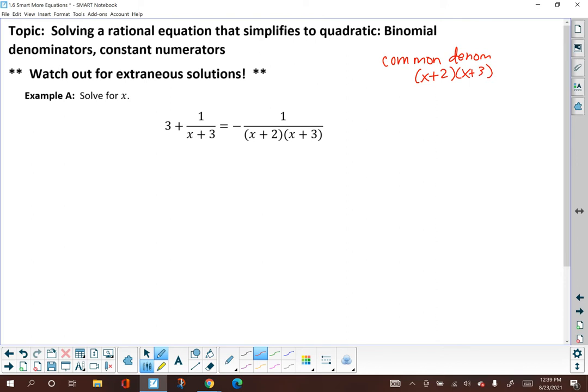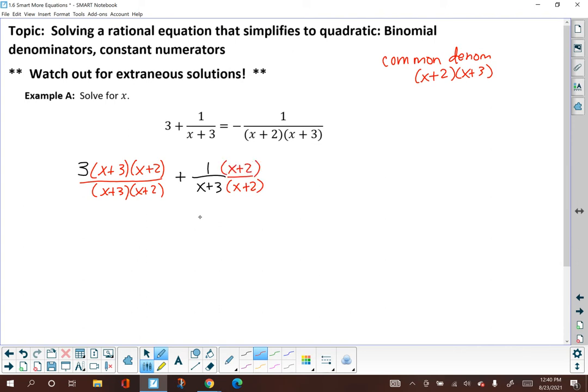That will be our least common denominator. So that term that comes first, the 3, it doesn't have any of those denominators present. So I'm going to times it by x plus 3 and x plus 2 on the top and bottom. I haven't changed the quantity of that 3, I've just changed the form by multiplying it by this big fancy number 1.